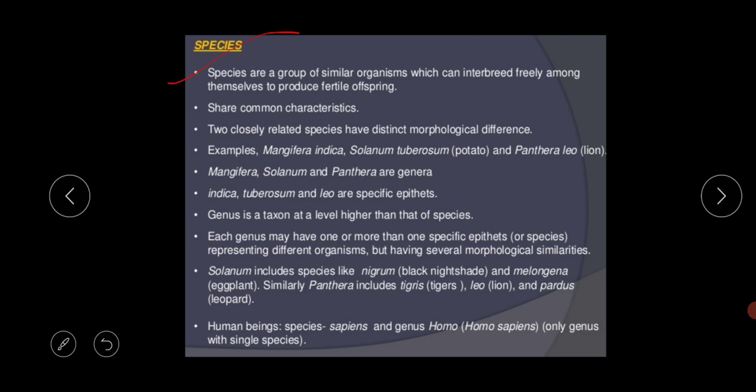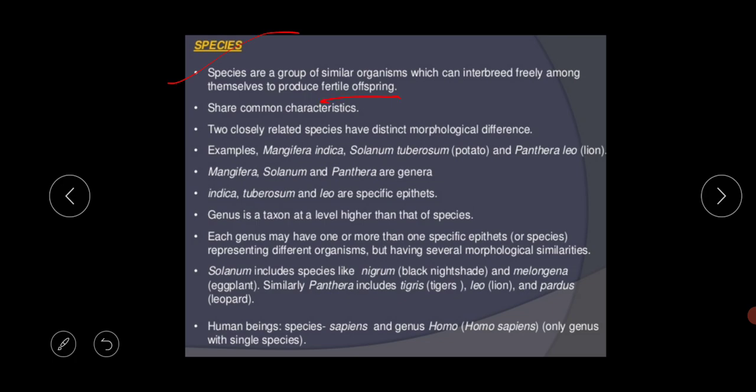Of the species. So this is actually the lowest or basic taxonomic category. A species consists of one or more natural populations of individuals that resemble one another more closely than individuals of other species, which interbreed freely, have a distinct genetic setup and are reproductively isolated from others. So these species interbreed freely among themselves to produce fertile offspring.